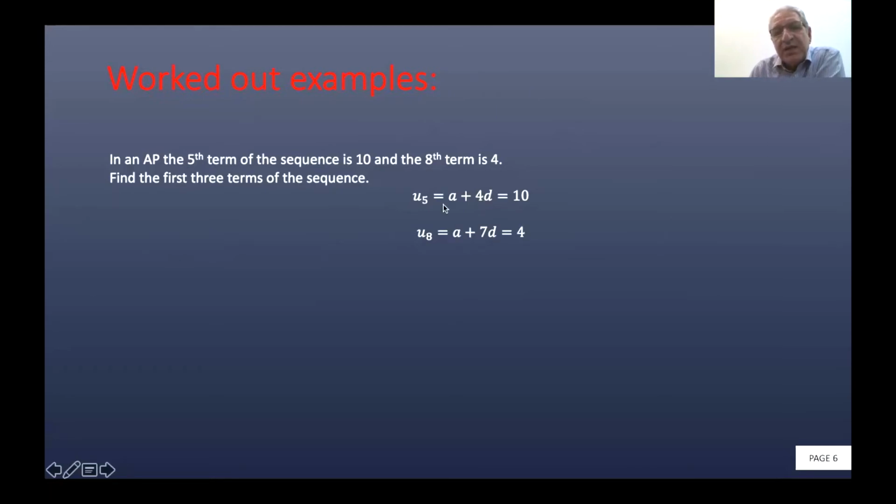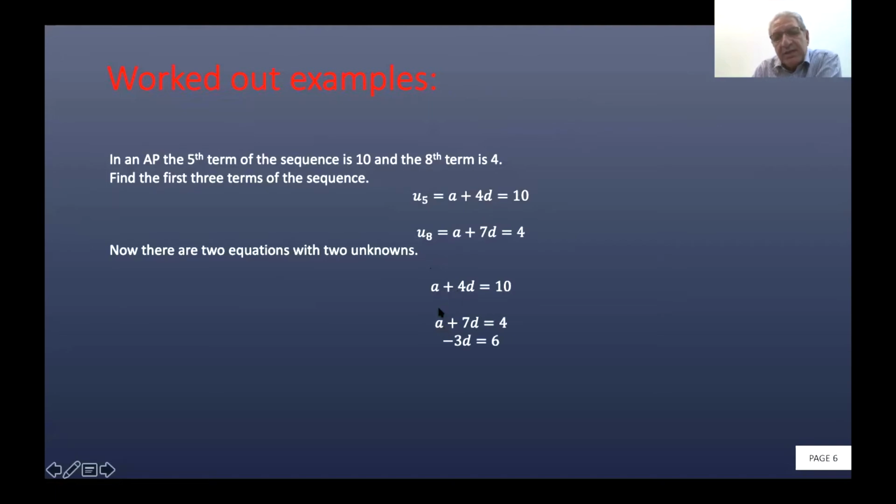Now, you can see that you have got actually 2 equations with 2 unknowns, A and D. Then we are solving them. This is easy. If you subtract these 2, this minus this, what are you going to get? This A cancels, this minus this, you are getting negative 3D, and this minus this, you are going to get 6. Then divide by negative 3, D will be negative 2.